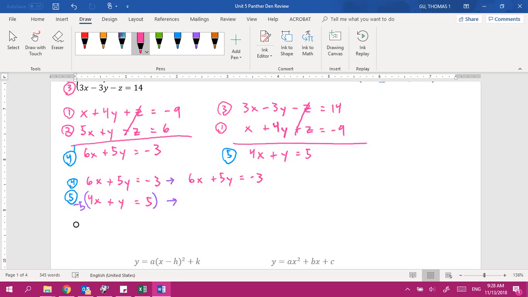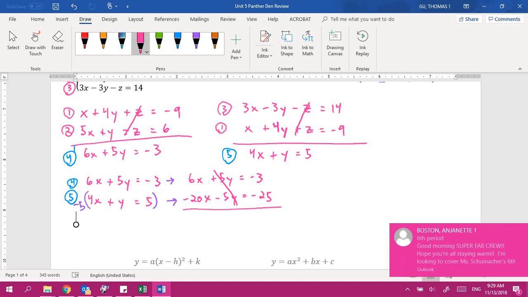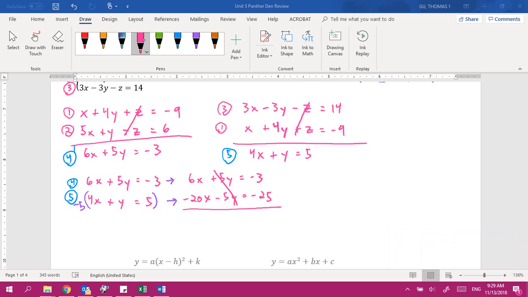What is my new equation 5 going to be? Negative 20x minus 5y equals negative 25. That's right. Now you can see after we multiplied that equation by negative 5, the positive 5y cancels with the negative 5y. So from here, we can just add the two equations together. So when I add them, the 5y's will cancel. And what's left? Negative 14x equals negative 28.